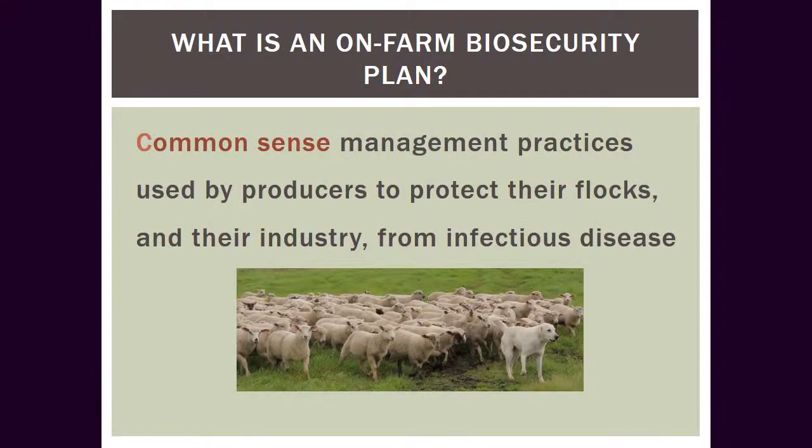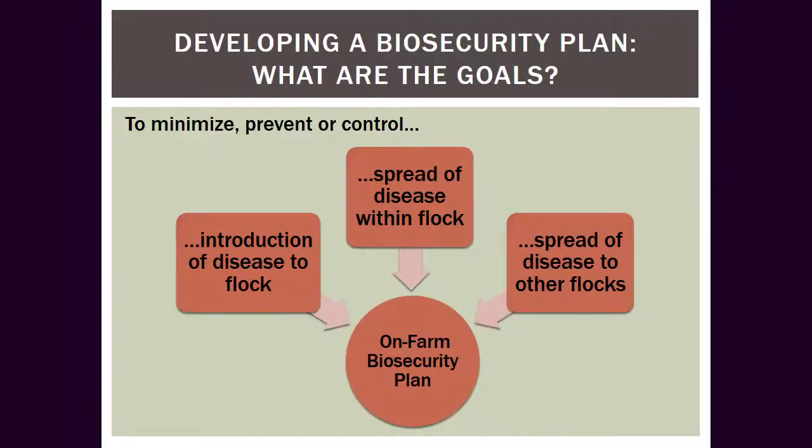An on-farm biosecurity plan includes all the management practices an individual producer uses to protect his or her flock from infectious diseases. Biosecurity management practices are implemented to achieve three basic goals: to minimize, prevent, or control the introduction of disease to a flock, the spread of disease within a flock, and the spread of disease to other flocks. Although these goals are the same for all farmers, each producer faces unique challenges, and biosecurity plans need to be customized to suit each operation.